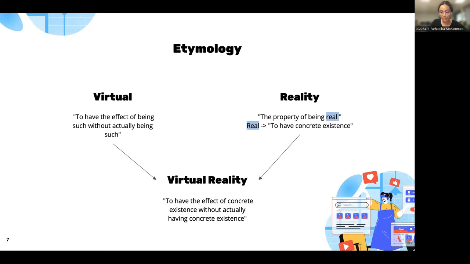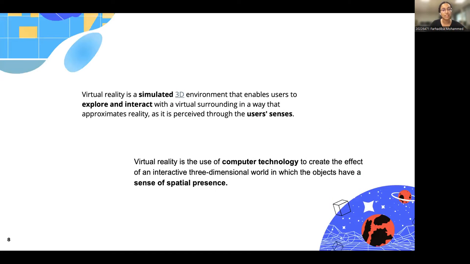And there are some further definitions which kind of round this all up. The first definition is: virtual reality is a simulated 3D environment that enables users to explore and interact with a virtual surrounding in a way that approximates reality as it is perceived through the user's senses. Another definition is: virtual reality is the use of computer technology to create the effect of an interactive three-dimensional world in which the objects have a sense of spatial presence.